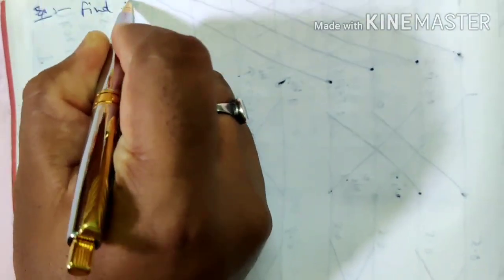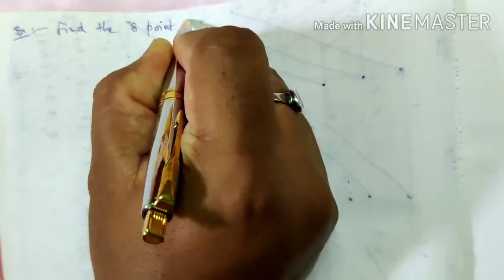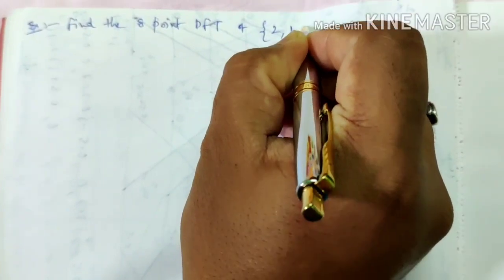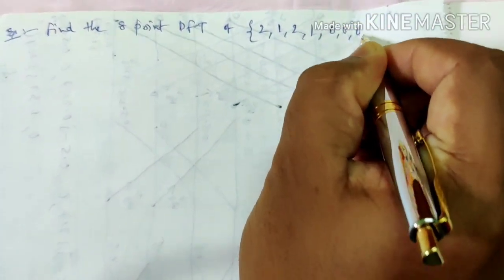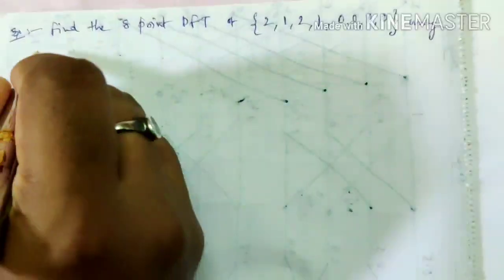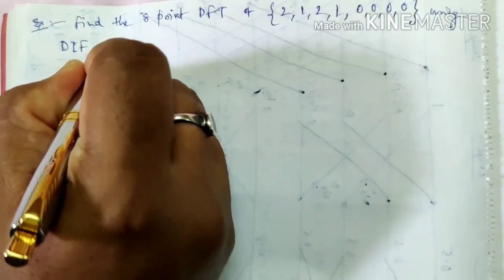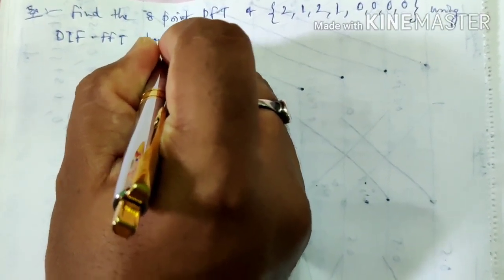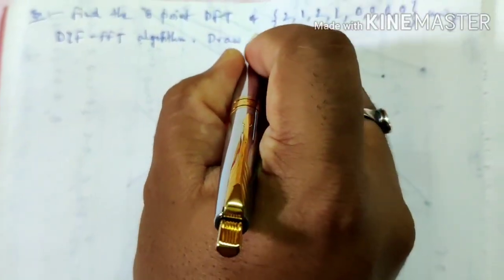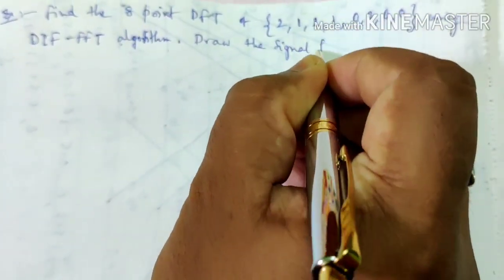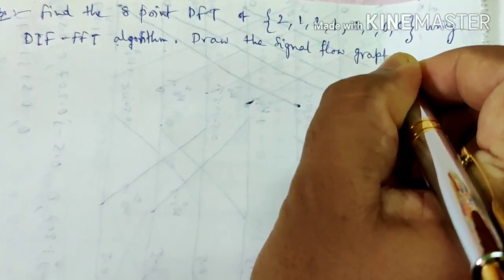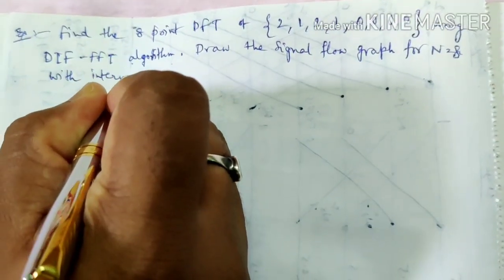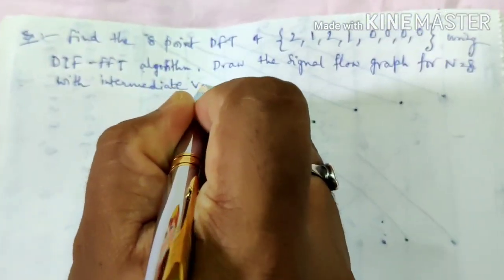that is, find the 8-point DFT of the sequence 2 1 2 1 0 0 0 0 using the DIF FFT algorithm, and draw the signal flow graph for N equal to 8 with intermediate values.